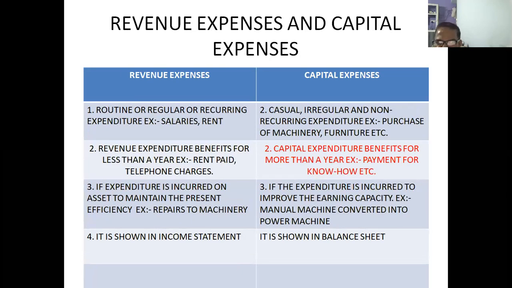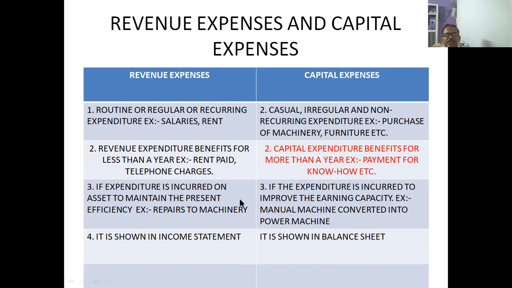Now let's go forward. What are revenue expenses and capital expenses? Revenue expenses are routine, regular, or recurring. For example, you have to pay salaries and rent for a building; these are revenue expenses. Casual, irregular, non-recurring, non-routine expenses, like purchase of machines and furniture, are called capital expenses. Rent, pay, and telephone charges are revenue expenses, and you get the benefit only for less than a year. But with capital expenditure, you get the benefit for more than a year. Payment for know-how, technology, patent, and copyright is called capital expenses.